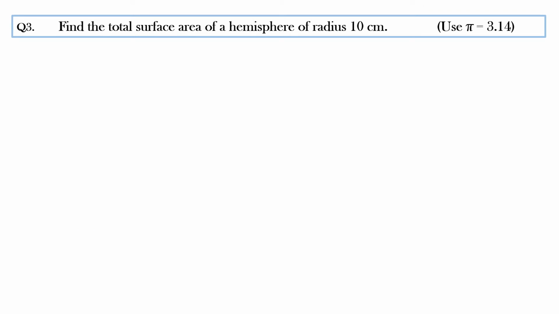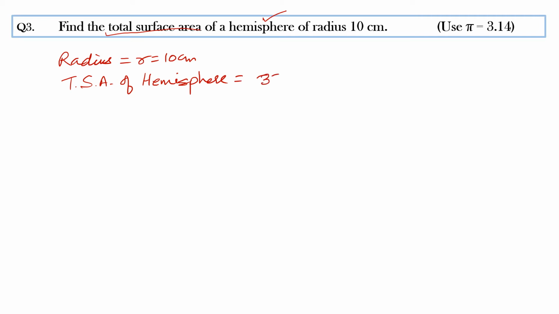Question number 3 is, find the total surface area of hemisphere. Now they are talking about the total surface area, right? So radius here is given as 10 centimeter and we have to find out the total surface area of hemisphere. Total surface area of hemisphere is 3 pi r square.